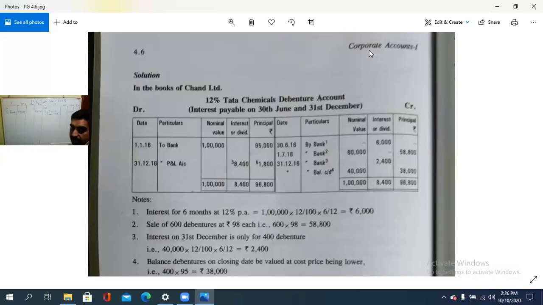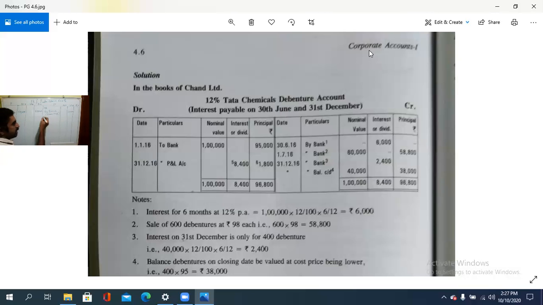Okay. Then what is the second case? Sale of 600 debentures at rupees 98. 600 debentures were sold, isn't it? So sale of 600 debentures out of the 1,000, 600 debentures is sold out at rupees 98.